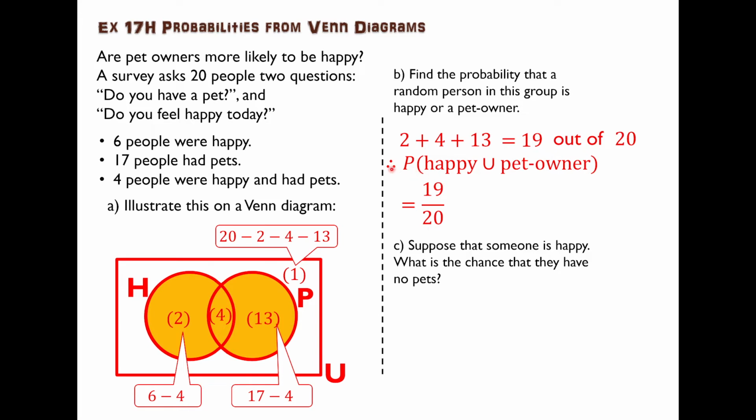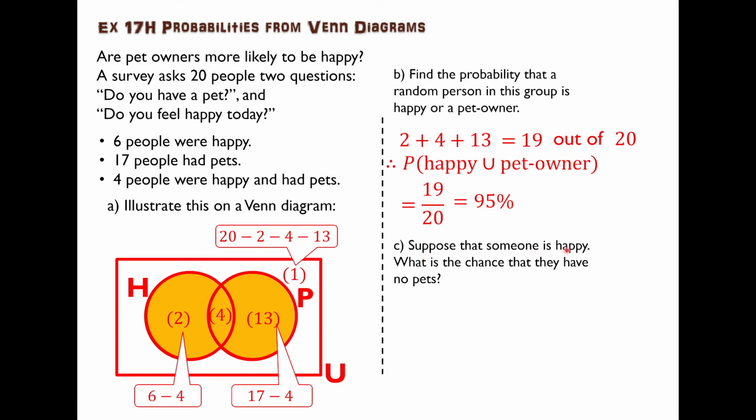Notice that when I write the probability, this says probability of happy or pet owner. This symbol is union for Venn diagrams. It's this yellow region combining both of them. And in probability, if you're looking at events, it's the probability of this being true or this being true, or both. So when you're looking at a probability problem, you can read this symbol as or, one or the other or both. We can also convert this to a percentage by putting it in your calculator and multiplying by 100 and putting a percent sign at the end to get 95%.